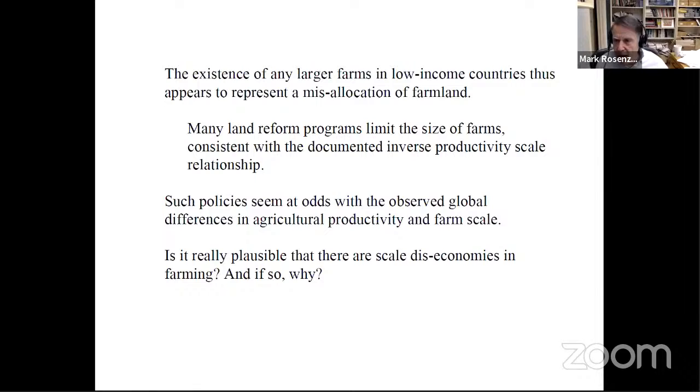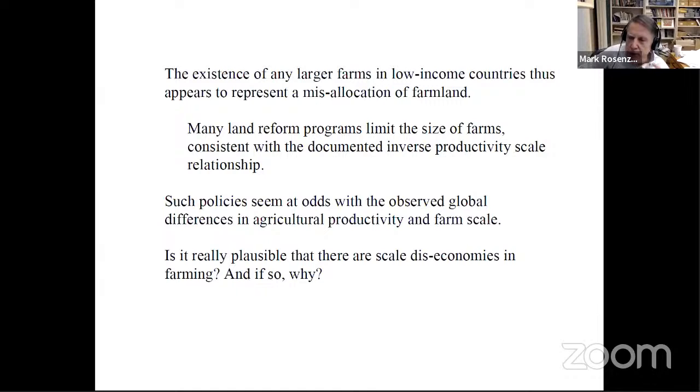And of course, many land reform programs in low-income countries tend to reduce the size of farms, tend to break up larger farms. Now that has some equity advantages, and it looks like it's a win-win, because if we make farms smaller, according to that inverse relationship, it also will increase overall productivity.